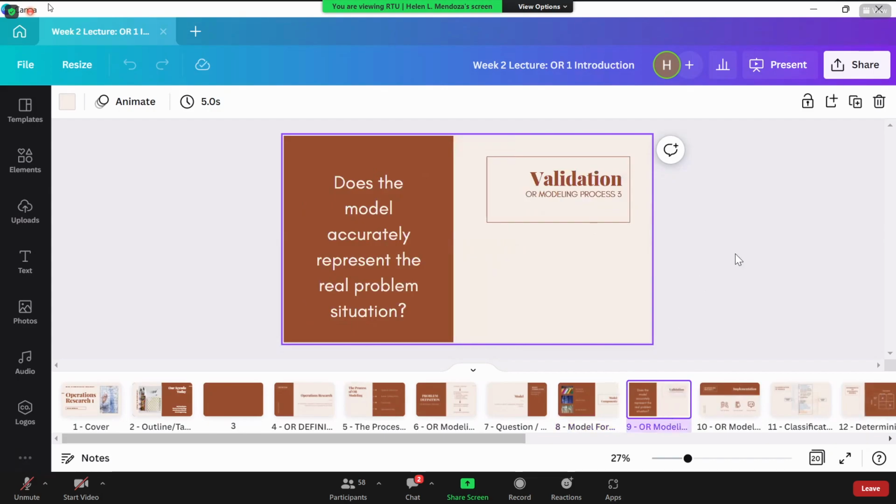Ito yung kanina, validation. It answers the question, does the model accurately represent the real problem situation? That is, if you ask your friend or if you ask your colleague to validate your model, it is because you believe in him or you believe in her. You wouldn't ask a person to validate your model if you know he is not the right person. Kasi baka mamaya, imbis na nakatulong siya sa'yo, ginulo ka lang niya. So we would seek advice usually from the experts of the field. Yung alam natin na nakakaintindi talaga siya sa pag-formulate ng model.